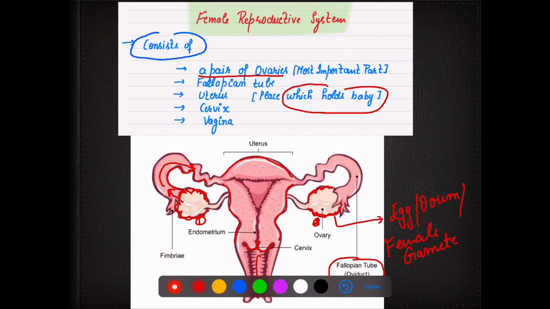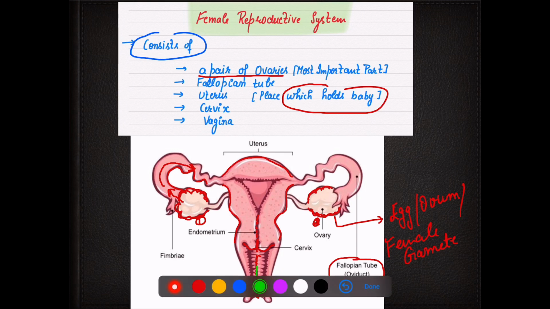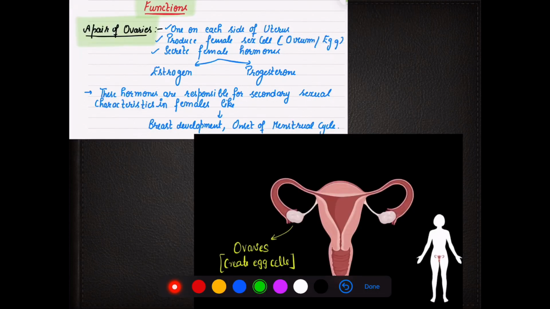This uterus opens into the cervix, and then the cervix finally opens into the vagina. When I talk about menstruation, you will understand that the bleeding that happens in the menstrual cycle is released out through the vagina. So quickly: a pair of ovaries, two fallopian tubes or oviducts, one uterus, one cervix, and one vagina. Now, what are the functions?